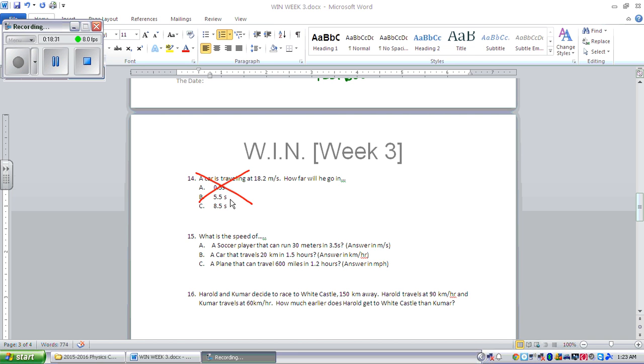Okay, so I want you to go ahead and skip number 14. It's obviously a flawed problem. They didn't give you the distance that the person traveled, which is what you need to be able to find out how much time it took for the car to be traveling that speed. We're going to go to number 15.